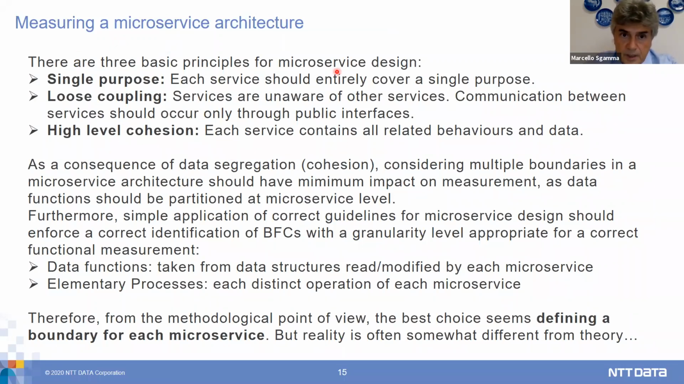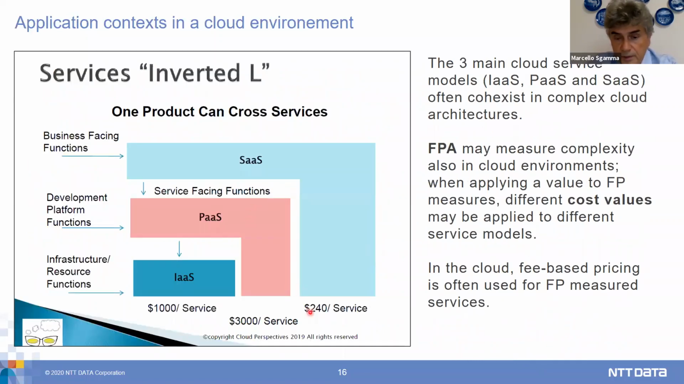The key principles for microservice design are single purpose, loose coupling, and high-level cohesion. That is, each service should contain all related behaviors and data. So when considering data segregation applied to a microservice architecture, from the logical point of view, the straightforward solution should be to define a boundary for each microservice. But we can see that this could be dangerous, and we will see it later.